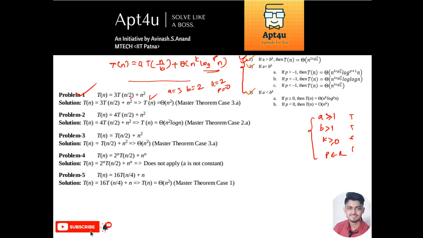So a is 3, which is greater than or equal to 1, so satisfied. b is 2, which is obviously greater than 1, satisfied. k is 2, which is obviously greater than 0, satisfied. And p is 0, which is obviously a real number, satisfied. So all the conditions are satisfied.